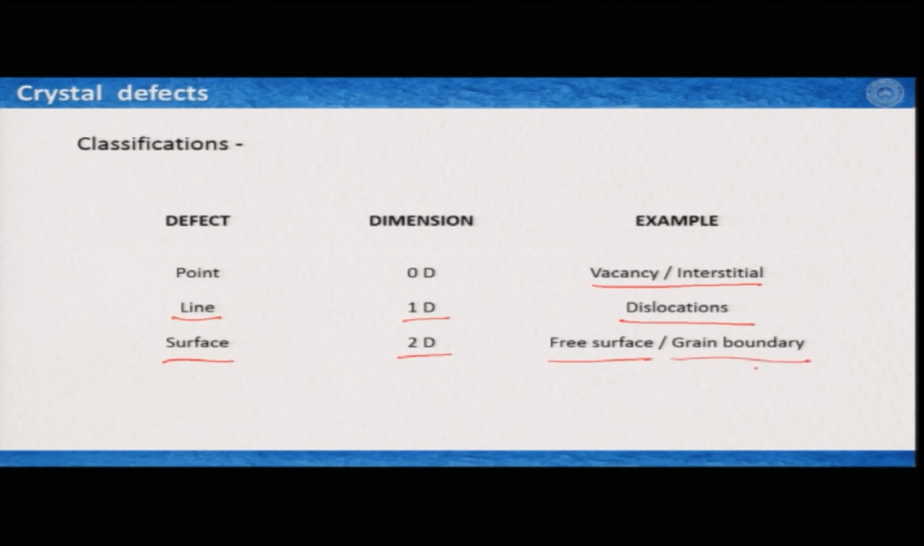So, in this lecture actually we are going to explore these 3 types of defects. First we will take up vacancy, interstitials and so on, that means point defects, then we will go to line defects, and finally we will conclude the lecture with the surface defects.